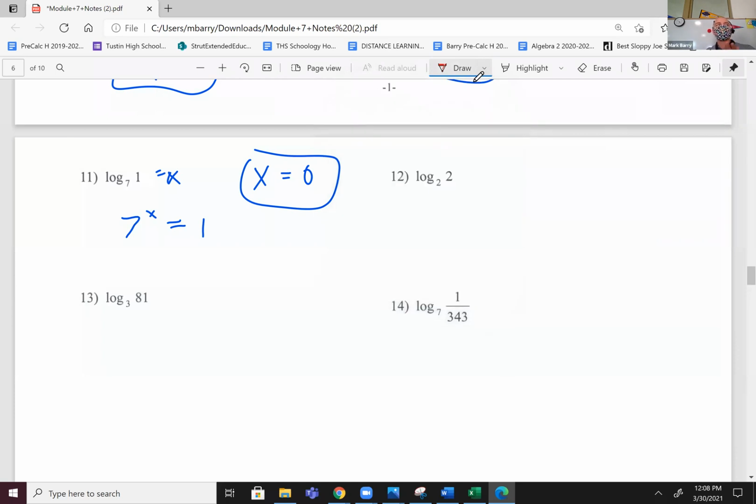Number 12, I think, is actually a pretty easy one. So let's check that one out. We'll just set it equal to x, and then switch it to exponential form. So the base is 2 to the power of x equals 2. So 2 to what power gives you 2? Like I said, I think this should be an easy one. This one is going to be the first power, right?